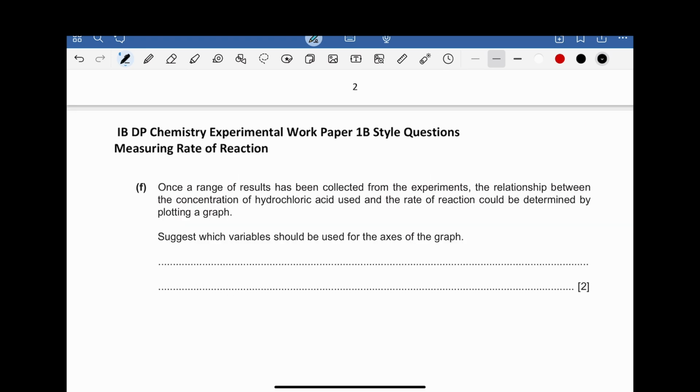F. Once a range of results has been collected from the experiment, the relationship between the concentration of hydrochloric acid used and the rate of reaction should be determined by plotting a graph. Suggest which variable should be used for each axis on the graph. So we can use concentration of HCl, and we can use 1 over T, which will be rate of reaction.